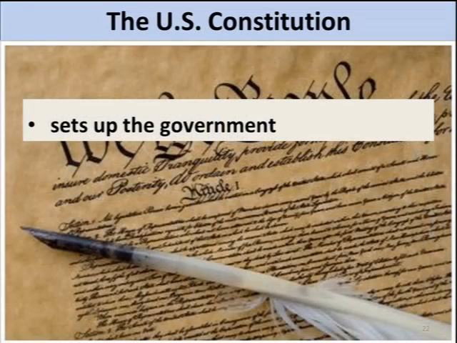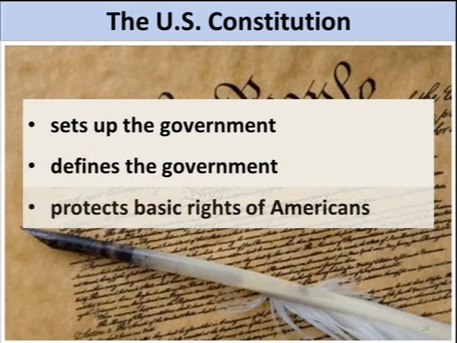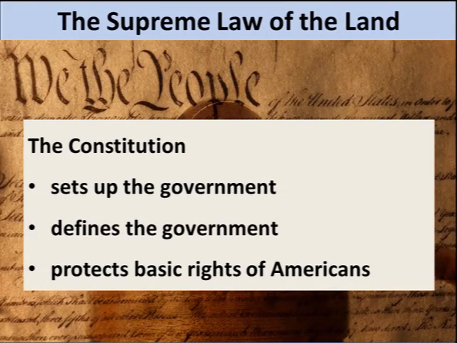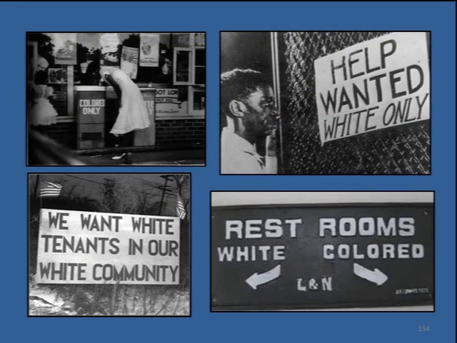The U.S. Constitution sets up the government, defines the government, and protects basic rights of Americans. In this way, the Constitution is the supreme law of the land. As the supreme law in the United States, the Constitution is above any state or federal law. Even so, many states, particularly southern states, had laws protecting segregation and other forms of discrimination.